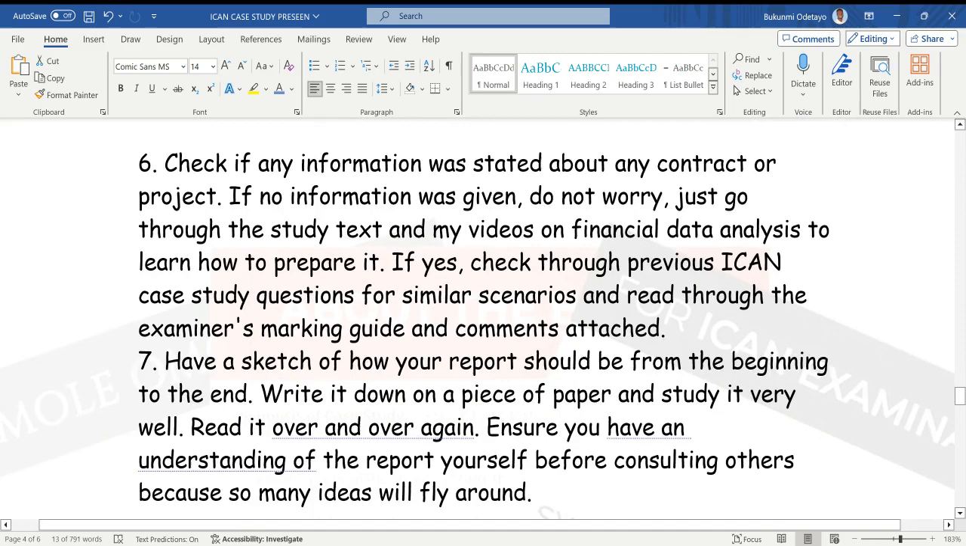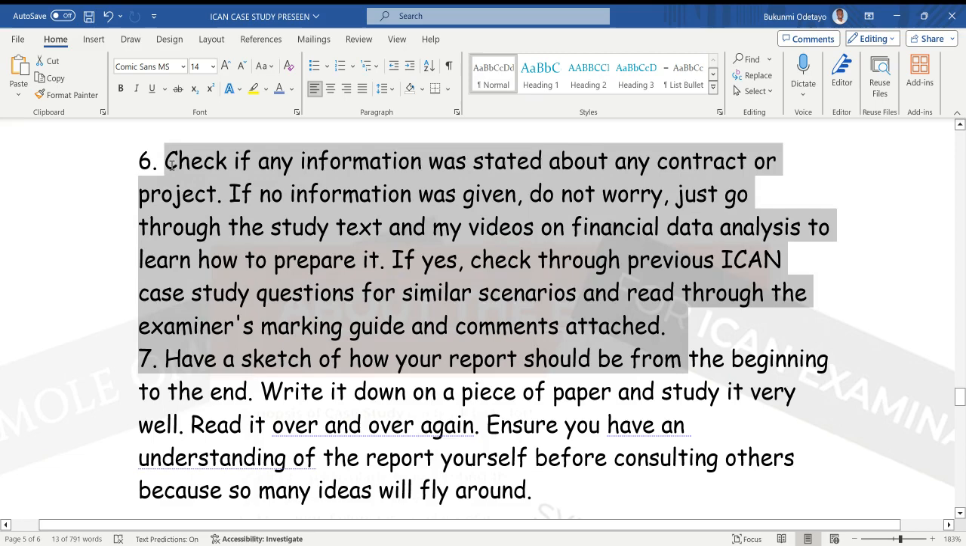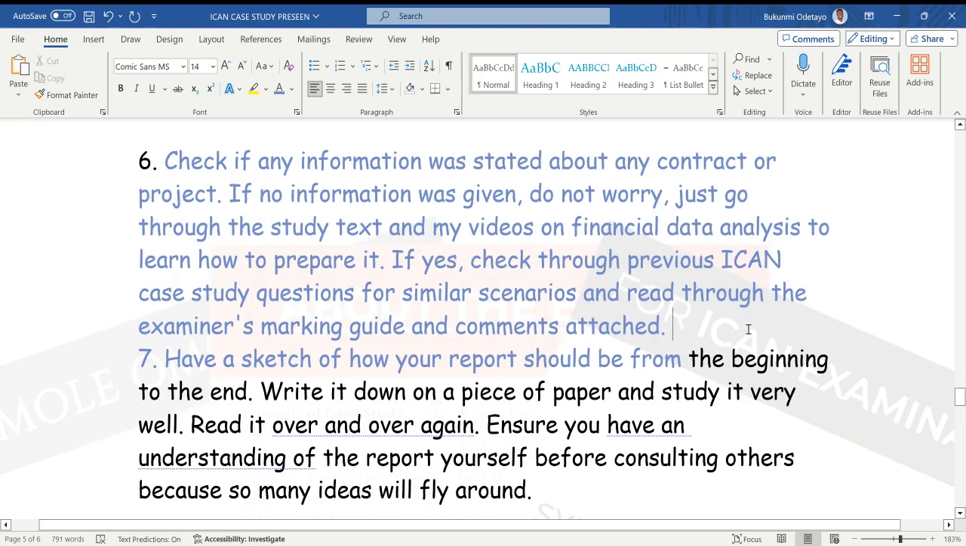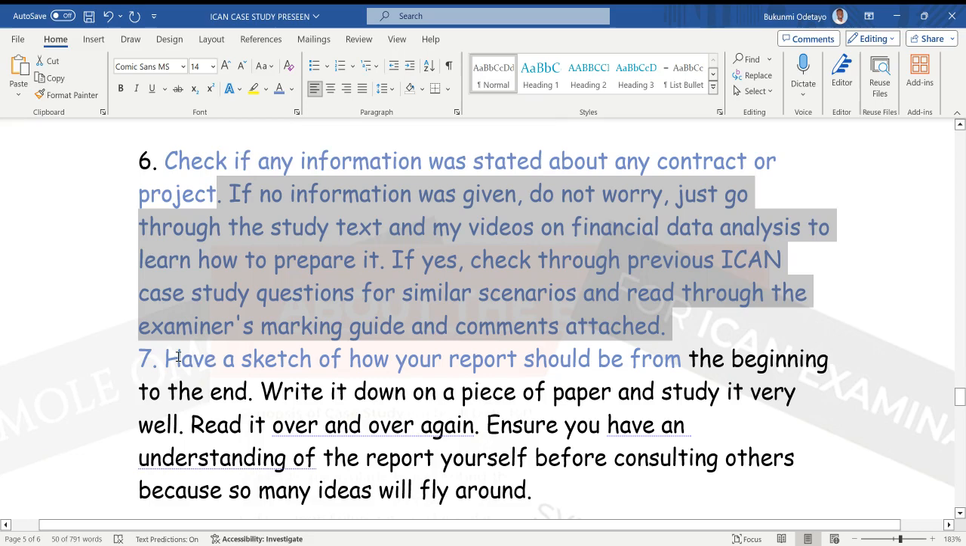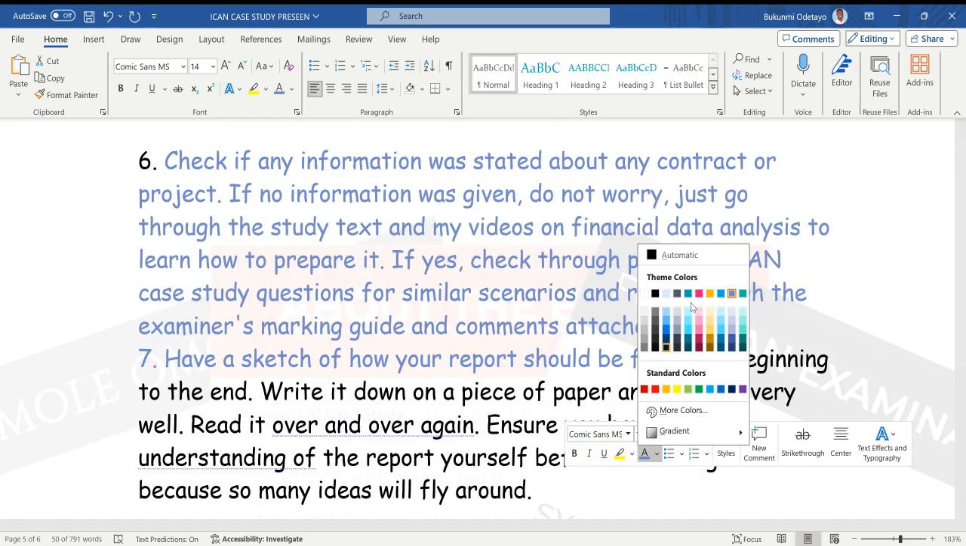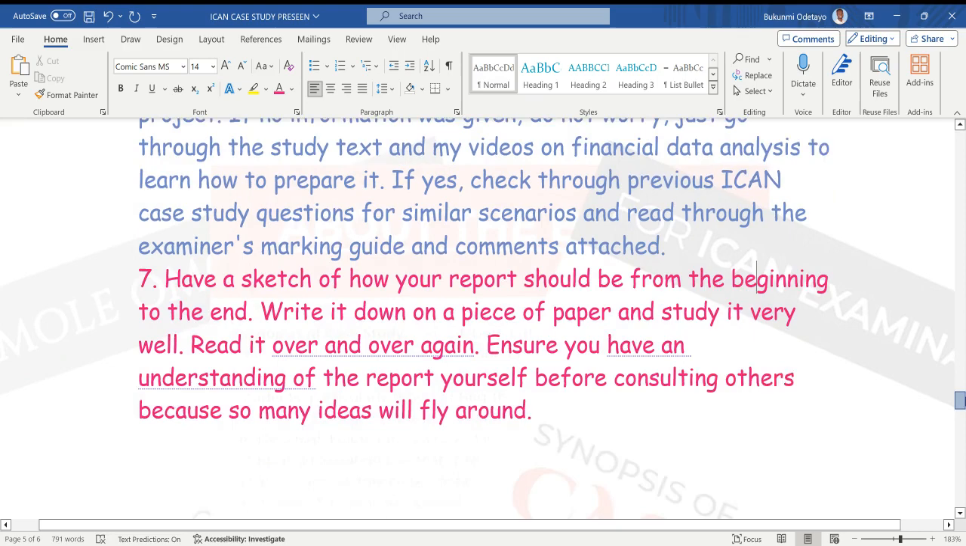And check if any information was stated about any contracts, right? Any information that's like financial data analysis. Do you have any information about any contracts? And like I said, if you don't have anything, don't worry. Just check my videos. It's going to help you a lot. So check if you have any information about it. Then finally, have a sketch of your reports. Have a sketch from the beginning to the end, not just the ratios. From the beginning to the end.